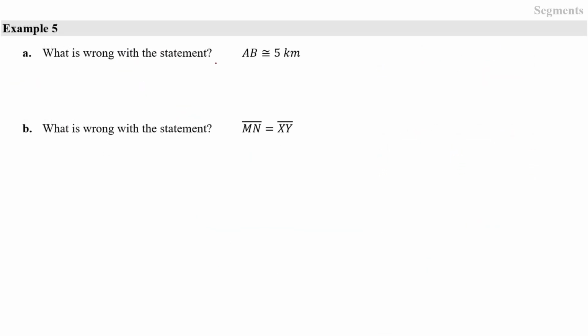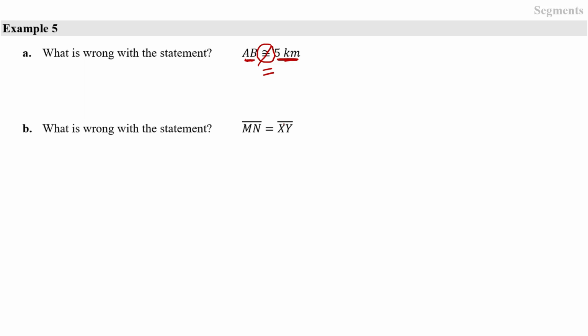What is wrong with the statement I went over earlier? It says AB is congruent to 5 kilometers. So what's wrong with this? Remember, congruence is talking about shapes. 5 kilometers is not a shape. And the distance between 2 points is not a shape. Okay? So that is wrong. This should not be a congruent symbol. It should be an equal symbol.